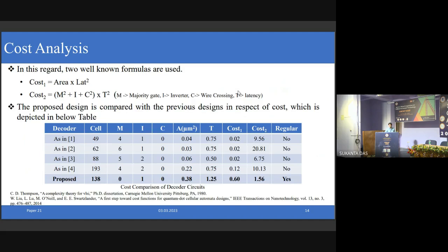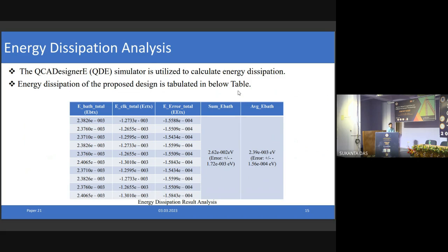And next is power dissipation. For this purpose, we have used QCADesigner-E, and we have simulated this with the basic default parameters at 2K temperature. And the power dissipation values are tabulated in this table.